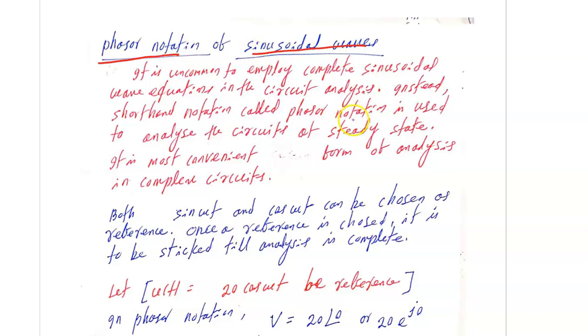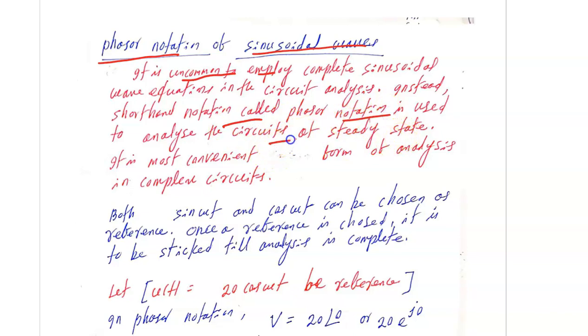Why do we require the phasor notations? It is uncommon to employ the complete sinusoidal wave equation in circuit analysis, like Vi equal to Vm, let's say 10 cos omega t, and then some current in the other part of the circuit, I equal to 20 sin omega t milliampere, like that. So it is cumbersome to analyze. So we use a shorthand notation, and that notation is called the phasor notation.